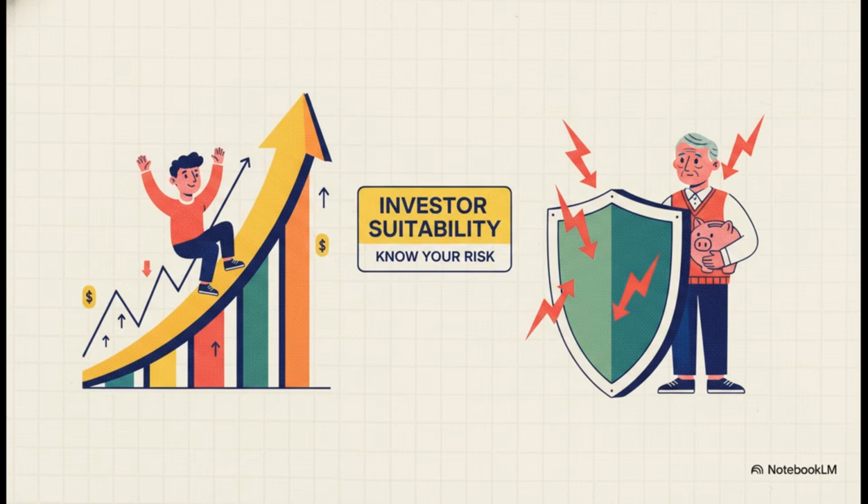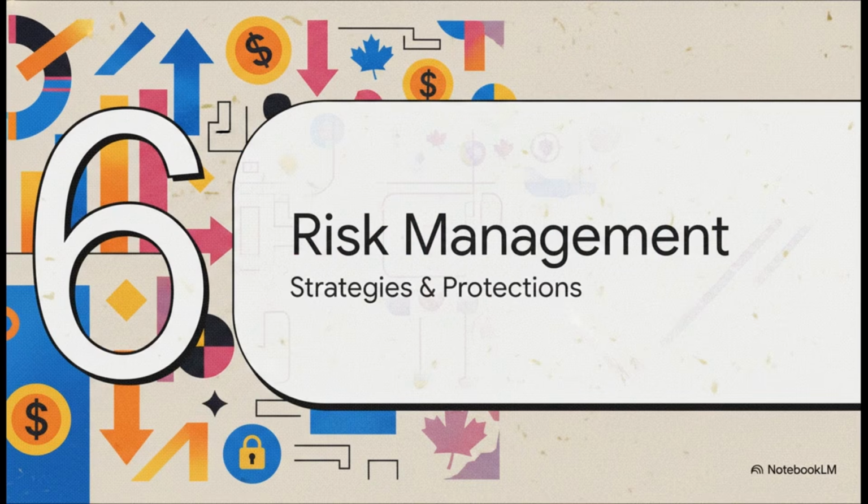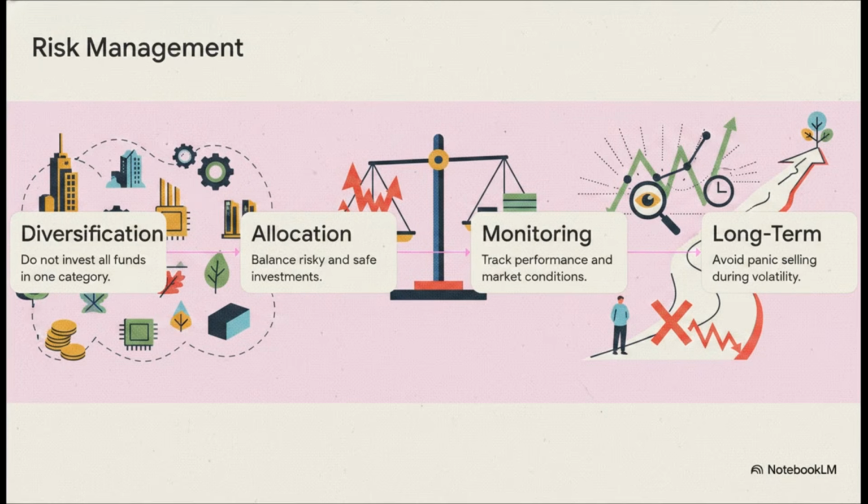Our final chapter, Chapter 6, Managing Risk in Canada, Strategies and Protections. If Sarah determines she does have the appetite for some risk, she needs a game plan. Here are the 4 essential steps to prevent a catastrophic error. Step 1, diversification. Never, ever put all your surplus business cash into one volatile sector fund. Step 2, asset allocation. Balance out those high-risk mutual funds with incredibly safe, boring government bonds.